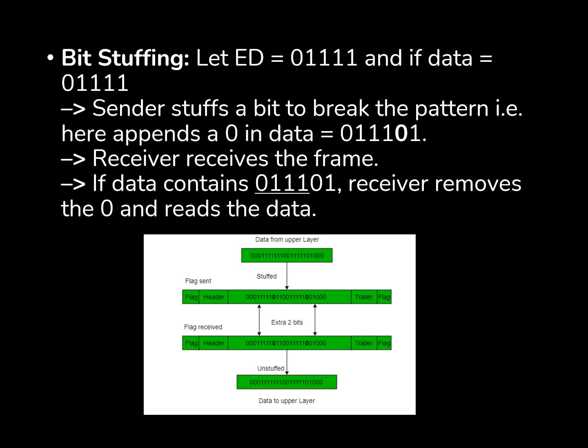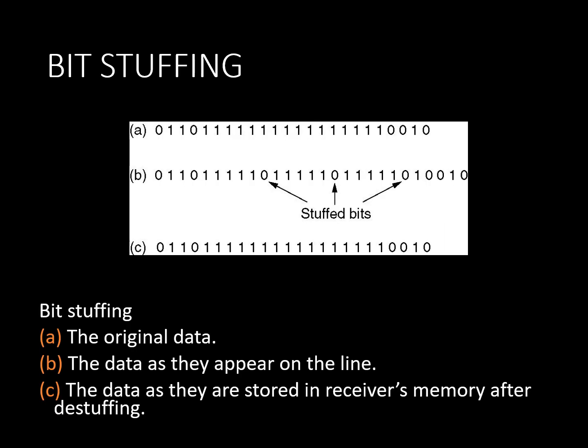Most protocols use a special 8-bit pattern, that is the flag 01111110, as a delimiter to define the beginning and the end of the frame. In bit stuffing, a specific bit is stuffed into the outgoing bit stream. Here the original data is 0110, then a run of ones, and then 0010. After five consecutive ones, we add a 0 here.